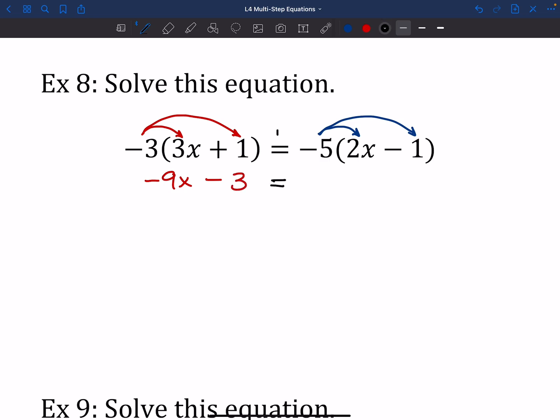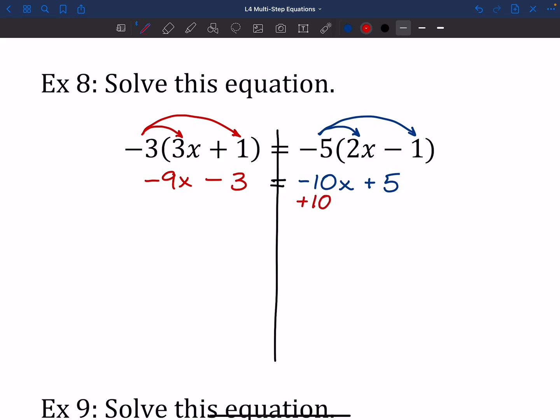All right, over on the right-hand side, we have negative 5 times 2x is going to give us negative 10x. And then negative 5 times negative 1 is going to end us up with positive 5. Right? So it's real important when you're distributing a negative to pay close attention to negative signs that are in the parentheses. Right? So now it's just moving my variables around.